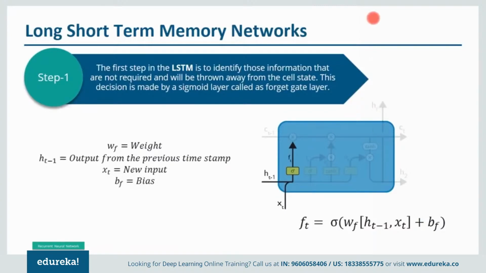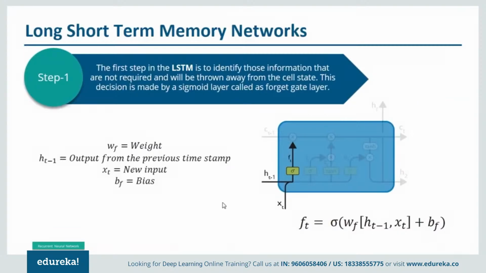Now let me explain the equations which I've written here. ft will be combined with the cell state later on, which I'll tell you. Currently, ft is the weight matrix multiplied by ht-1 and xt, plus the bias, and this is passed through a sigmoid layer. Alright, and we get an output between 0 and 1. 0 means completely get rid of this, and 1 means completely keep this. So this is what is happening in the first step.